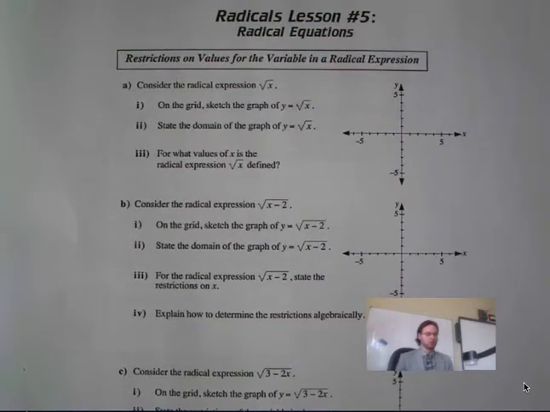Welcome back, Math 20-2. So today we're looking at the first half of radical equations. This lesson is going to be quick since there's the quiz tomorrow, and all we're going to be looking at is the restrictions of radical equations. So take a look at this.